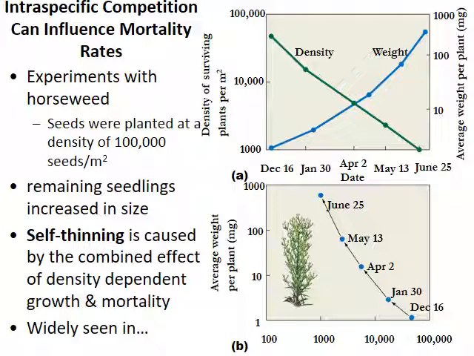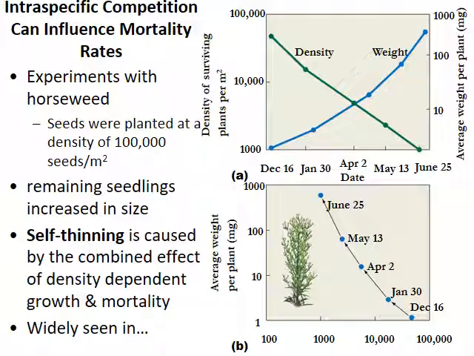In these figures here, we can see an interesting effect called self-thinning, where we have not just a density-dependent growth, but a density-dependent mortality. These are kind of tricky graphs to look at, so let me break it down. In our upper graph here, we've got date on the x-axis. On our left y-axis, we have the density of surviving plants per meter squared. That's a green line. And on our right y-axis, we have the average weight per plant.